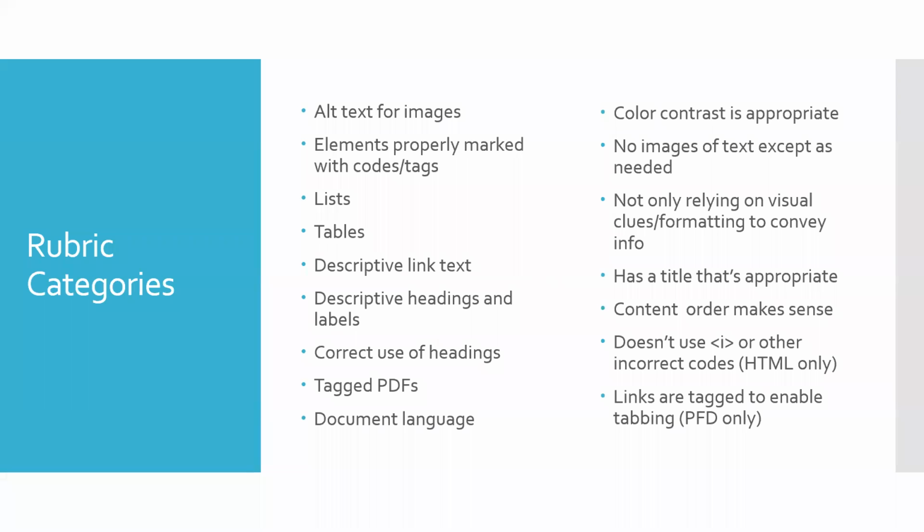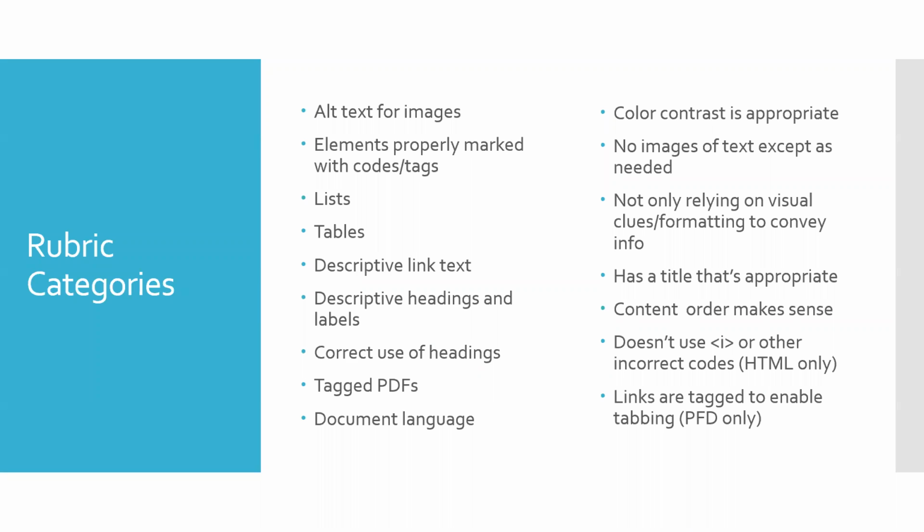So here are the rubric categories, just quickly. Did the image have alternative text for non-visual readers? And did the alt text make sense? That's also really important. Were all the elements properly coded or tagged? Was it tagged as a heading or a paragraph or a caption or something like that? Were lists properly created and tables properly created? Did you use descriptive link text instead of using a long URL for a link? Same for headings. Did you properly use the headings, as I talked about before?